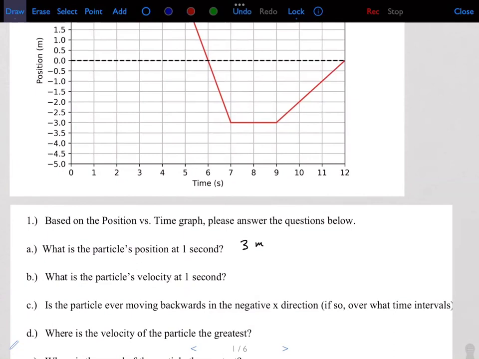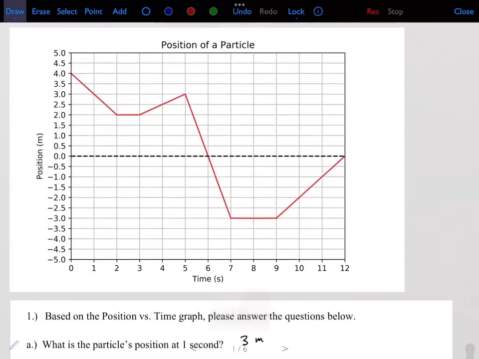What is the particle's velocity at 1 second? Okay, so again, I go to the graph, 1 second, and what do I want to calculate if I want to find the velocity right at that instant? I want the slope of the tangent line, which is the slope of the line that just touches the graph at that point. But notice over this entire time interval from 0 to 2 seconds, the slope is constant. So if I can find the slope of that line, that's also going to be the instantaneous velocity right at that point, right? Because the slope happens to be constant. So the velocity is constant over that 2 second time interval there.